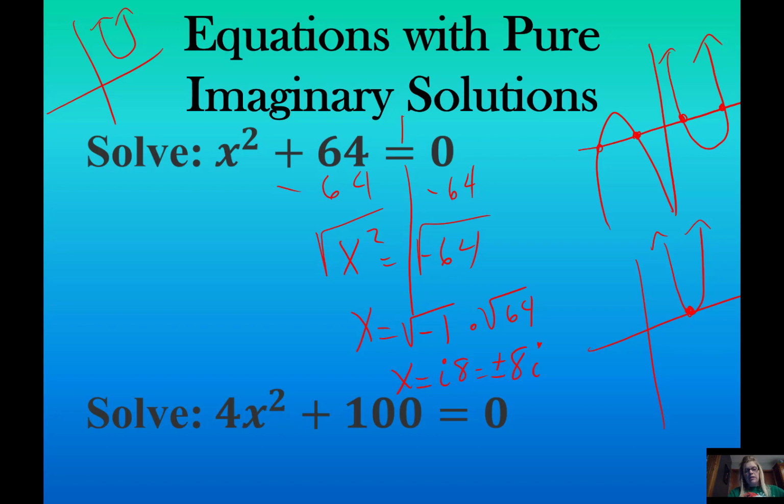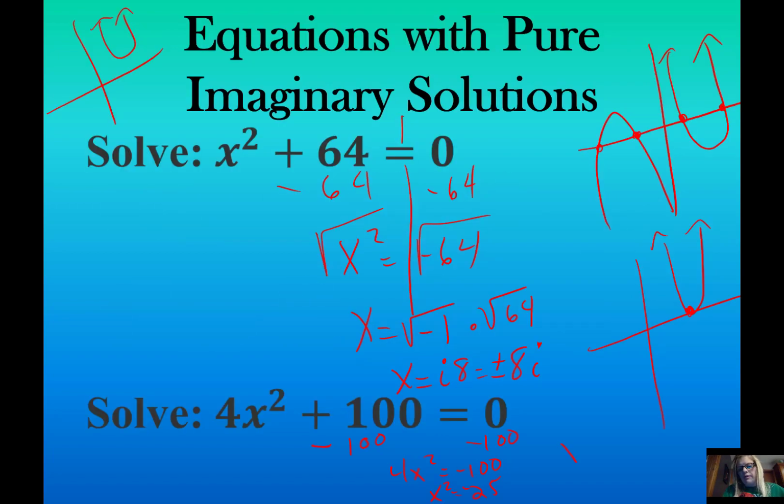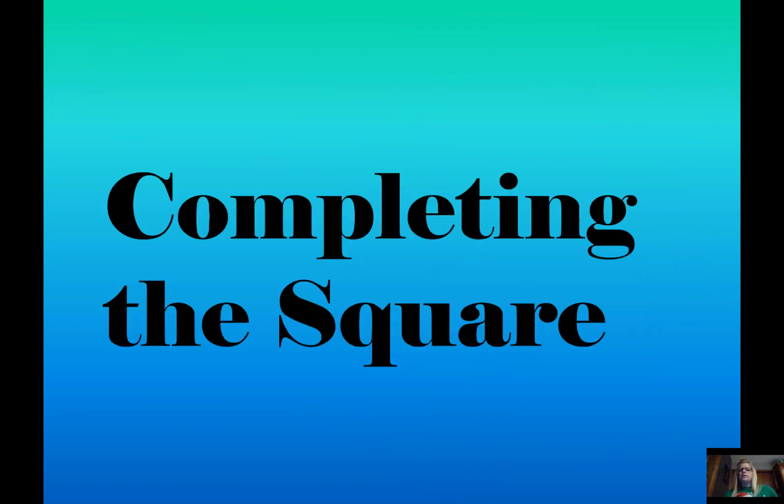So if we were to do that again on the second one, try to do it without me. Pause me or follow along with me. -100. So I'd have 4x squared equals -100. Divide by 4. x squared equals -25. Take the square root of -25. And I would have plus or minus 5i. Okay? I can go over those again on Friday.